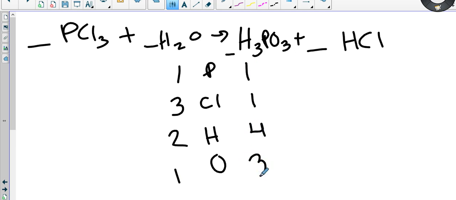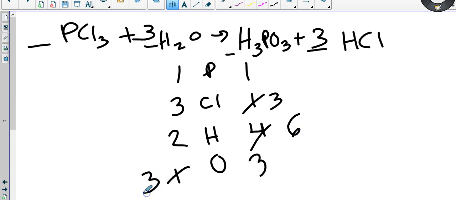So starting at the top, phosphorus is good, chlorine is not so much. I'll put a 3 here. That changes this to 3. That changes this to 3 plus 3, which is 6. On the oxygens, you can see how I'm short, so I'll put a 3 here to get 3 oxygens. That changes my hydrogen to 6, and I'm good.